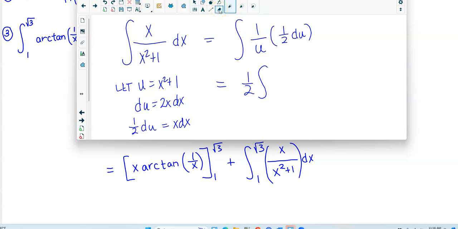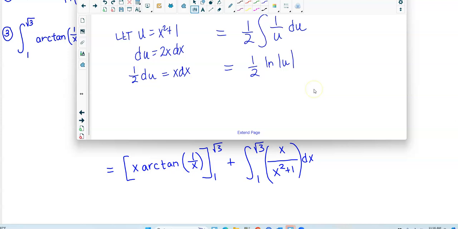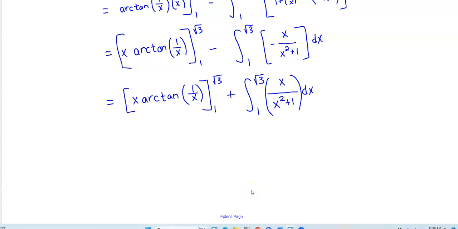And we want to find the antiderivative of 1 over u. And that is the natural log of the absolute value of u. And so therefore this would be 1/2 times the natural log of the absolute value of x squared plus 1. And because this is squared, we're not going to need to worry about a negative, so therefore we have 1/2 times the natural log of x squared plus 1. And so therefore that is the antiderivative. So let's go ahead and bring that back in here.